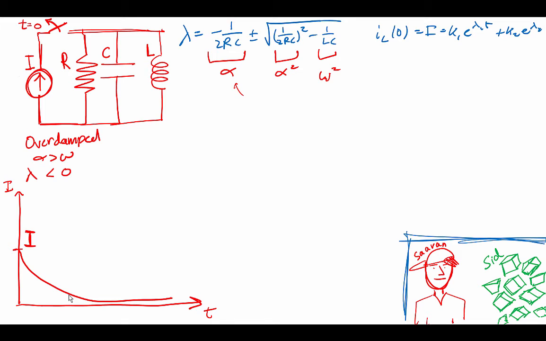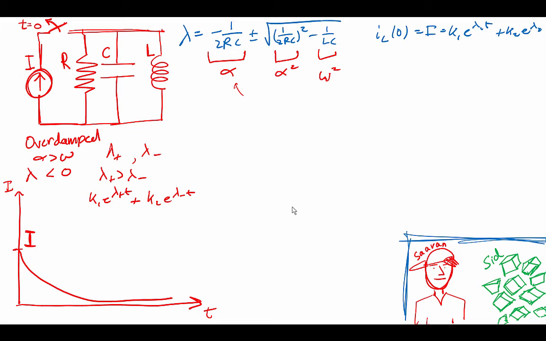Another question, Sid. So you have two lambda values. You have a lambda plus value and a lambda minus value, where this is the plus term and this is the minus term, depending on if you subtract or add. You'll notice that lambda plus is greater than lambda minus, right? So which one decays faster, your k1 e to the lambda plus t or your k2 e to the lambda minus t?